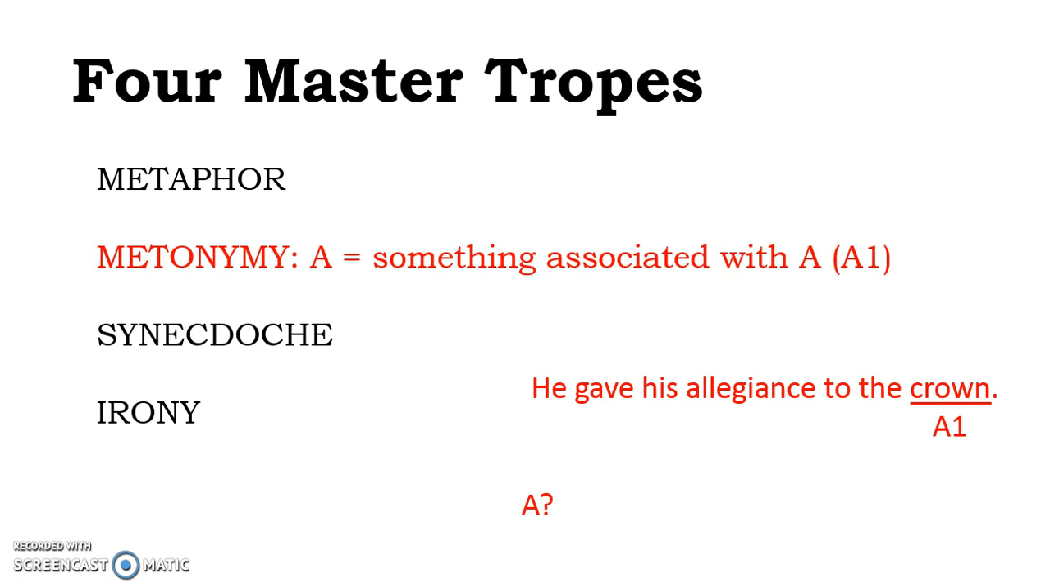We're not really talking about the physical object there. Somebody instead is giving their allegiance to the queen or the king, the monarchy. So here, a little bit of a different scenario than metaphor, because the thing is not something entirely unrelated, it's something associated. So the relationship is one of association and substitution.